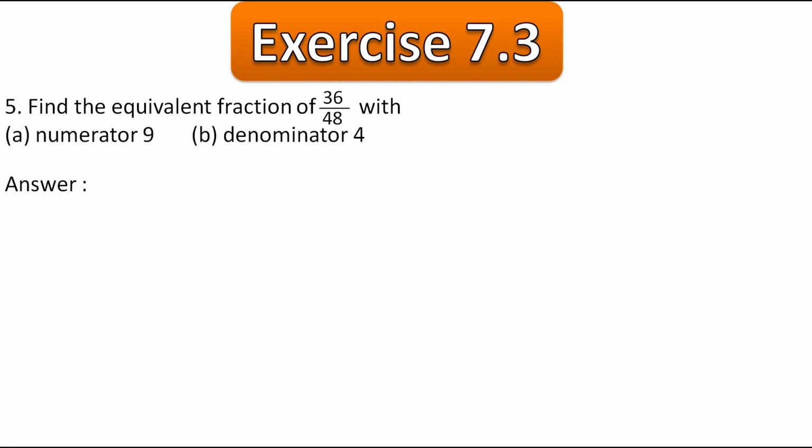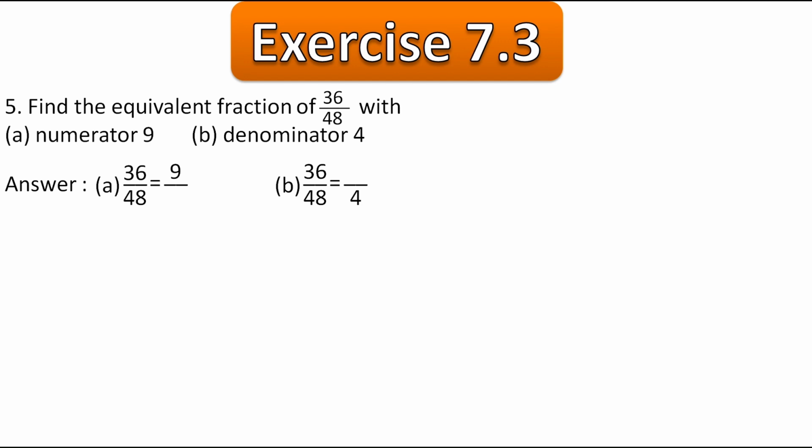So here 36 upon 48 is equal to 9 upon something, where the numerator is 9 but we have to find the denominator. And for B, 36 upon 48 is equal to something upon 4, where the denominator 4 is given. Now here this fraction has bigger numbers than this fraction, right? So we have to use the division method as well as the multiplication method.